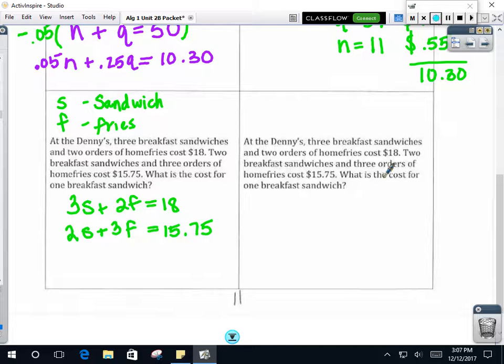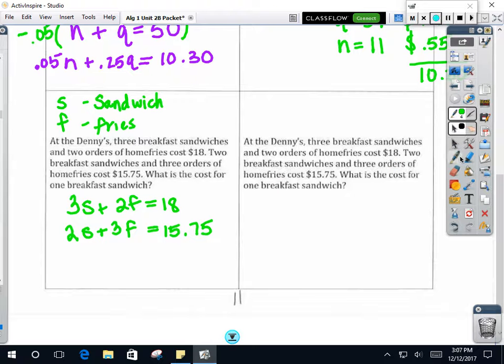Okay, is either variable ready to eliminate? No. Can we multiply one equation to make it happen? No. Right. So I want you to look at the question carefully though. What is the cost for a sandwich? So do we really care what a fry costs? No. So shouldn't we just go and eliminate the fries? So what do I need to multiply the top by? -3. And the bottom by? +2. Because one of them's got to be negative, one of them's got to be positive. I'm trying to get rid of the F's.